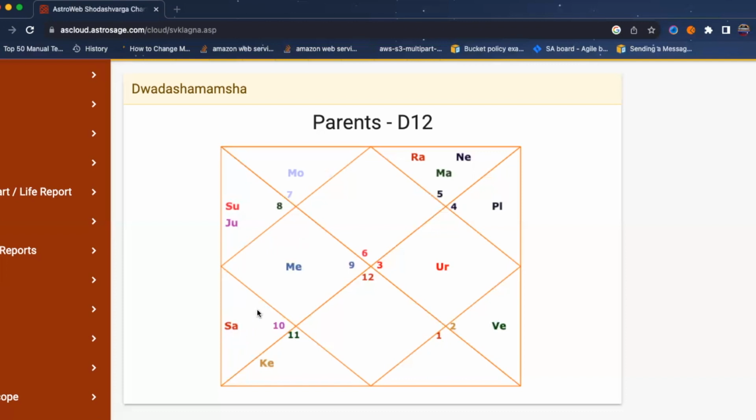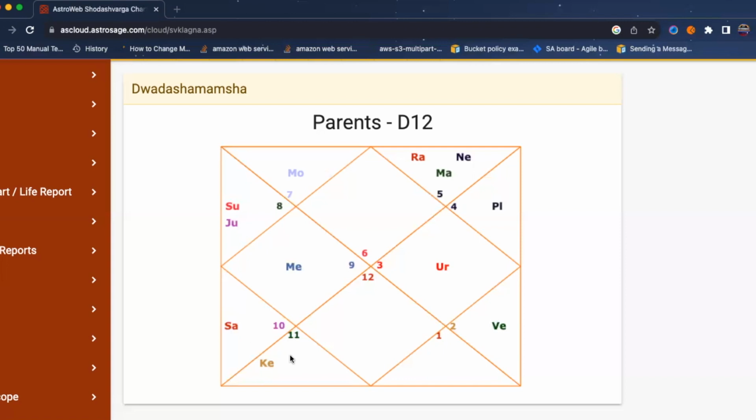Now the fifth house shows the grandparents. The deity for the fifth house is Lord Ganesha. You need to pray to Lord Ganesha to take care of the grandparents' health or something like that. Now the fourth house deity is Sarpa, which is the snake.